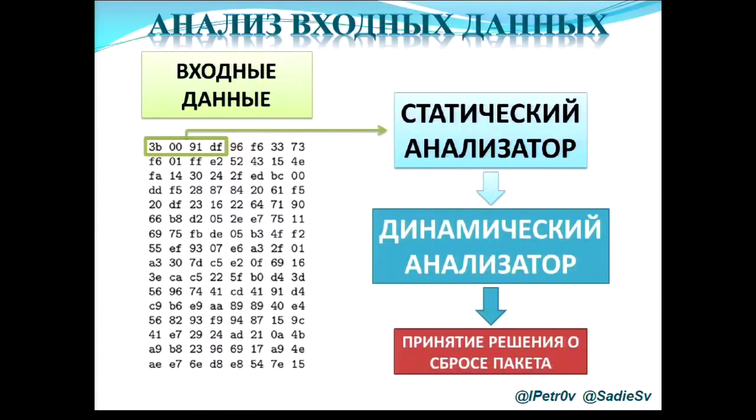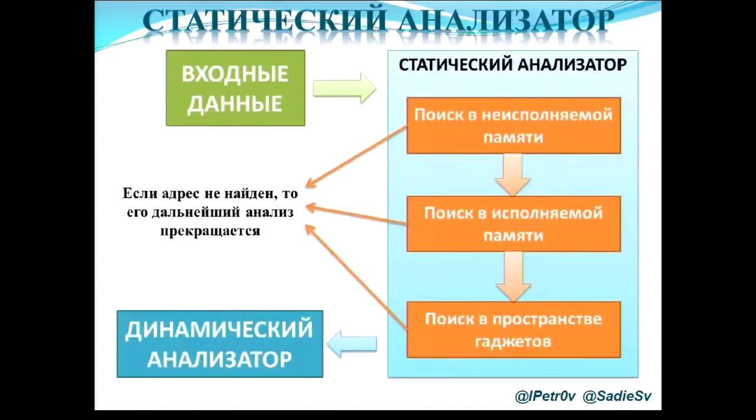The analysis of the input data is then done. The input data is divided into intervals of 4 bytes each, address and memory size, and each of these addresses is redirected to static and dynamic analyzers for checking. Static analysis searches for the gadget to which the input address is pointing, that is, the gadget of code which is a part of the ROP shellcode. This search happens in 3 stages.